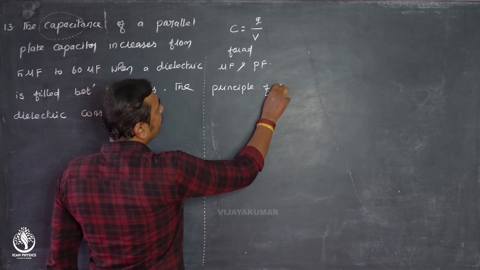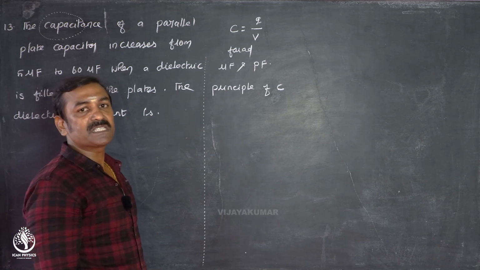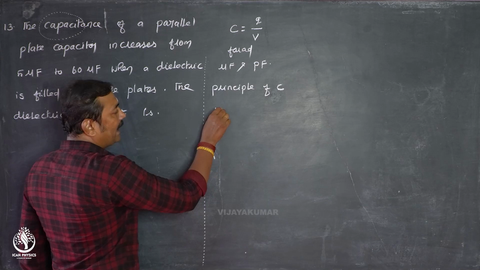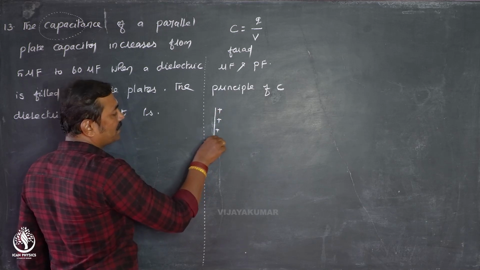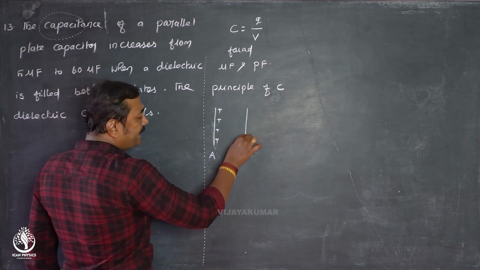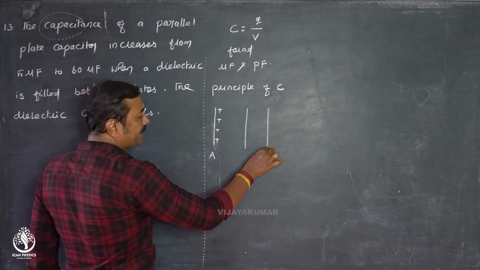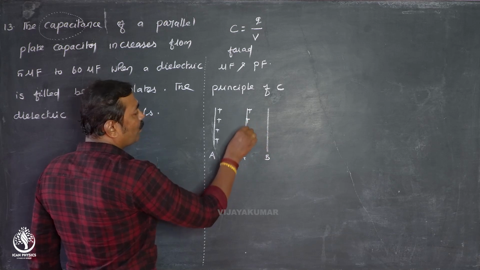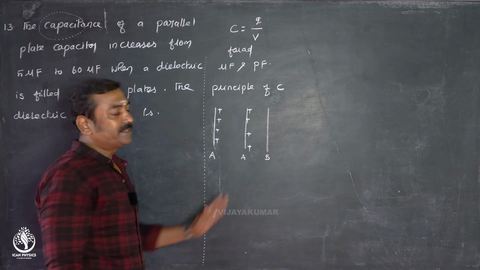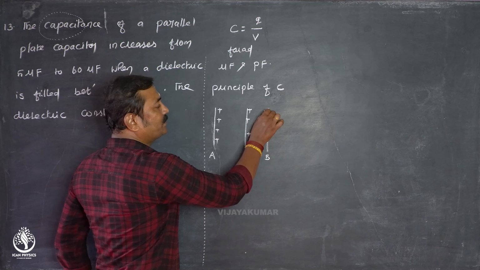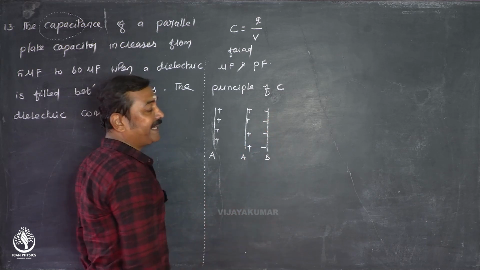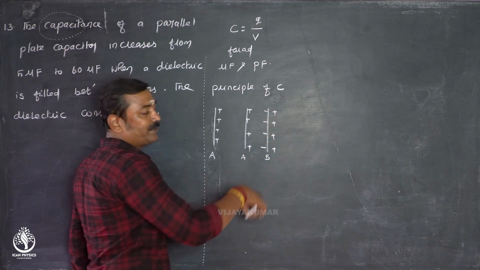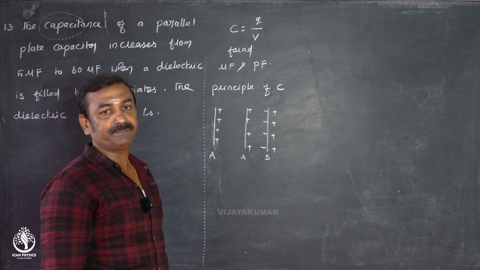So what is the principle of capacitor? Let us consider a wire A and it is positively charged. Now nearby the wire A, we are placing another plate B. The negative charges will be induced on the inner side of the plate B and the positive charges will be induced on the outer side of the plate B.